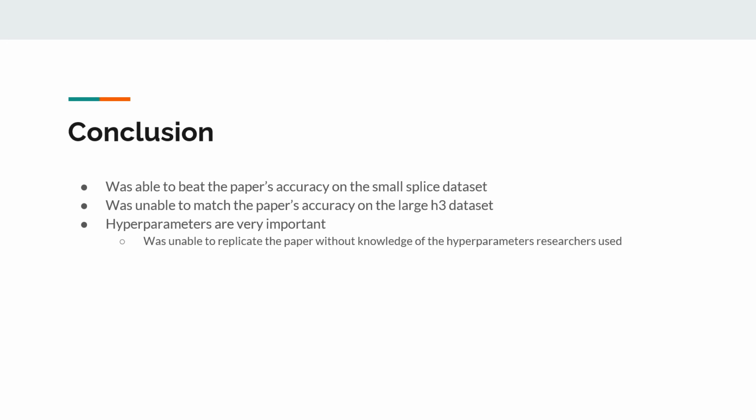In conclusion, I was able to beat the paper's accuracy on the small Splice dataset, even if it was by a small amount, but I was unable to match the paper's accuracy on the larger H3 dataset. What this shows is the importance of the hyperparameters. I was unable to replicate the paper without knowledge of the hyperparameters researchers used. If I was to do this again, I would try to contact the researchers and get those hyperparameters.